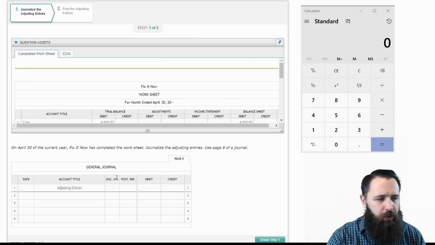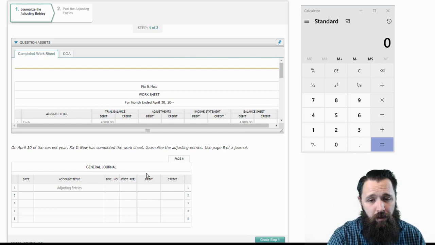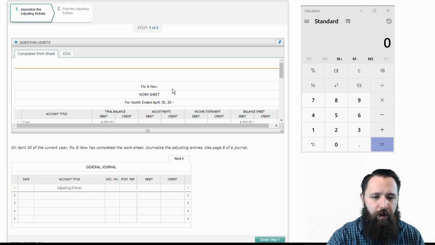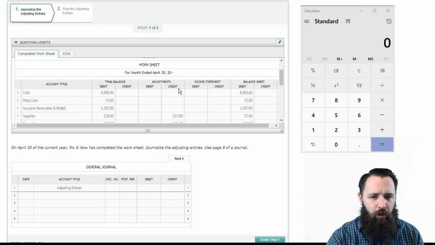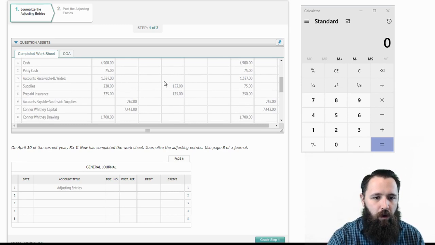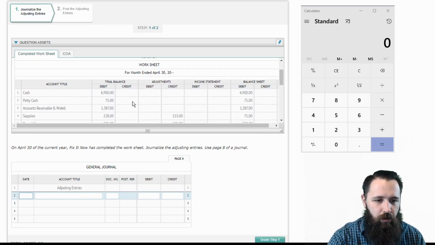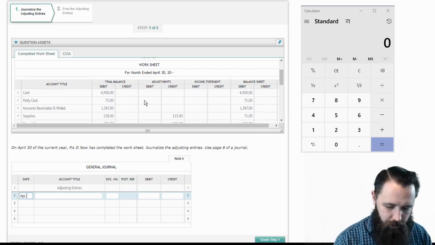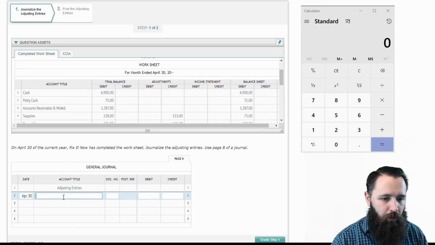Some of the stuff that they already completed for us is they moved on to a new page. So we have page 8, and they already put in the heading of adjusting entries. Very nice of them there. What we're going to do is record the adjustments that were made. So let's go through these adjustments. First thing that we're going to do is put the date. This is on April 30th. Because it's the first post, we're going to put in April.